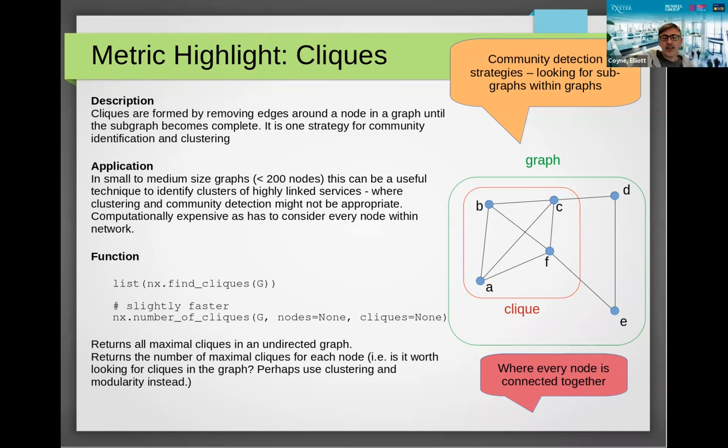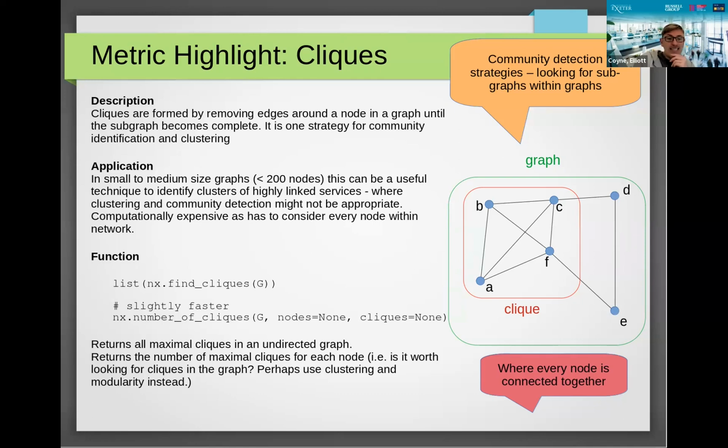And in reality, the way it's done computationally is to start removing edges around a node until you get a complete subgraph. It is one strategy for what's called community detection, looking for clusters that exist. Now, obviously, if you've got a small to medium graph, so less than 200 nodes, it can be useful to identify highly linked services, and then you can start looking at whether you can streamline referrals or the way they interface with one another. But as it gets bigger, as you can imagine, it can become very computationally expensive.